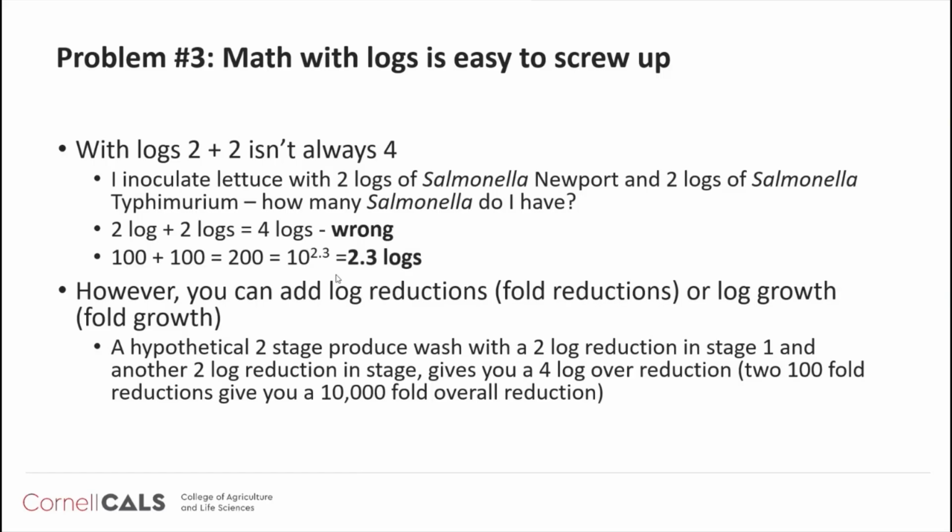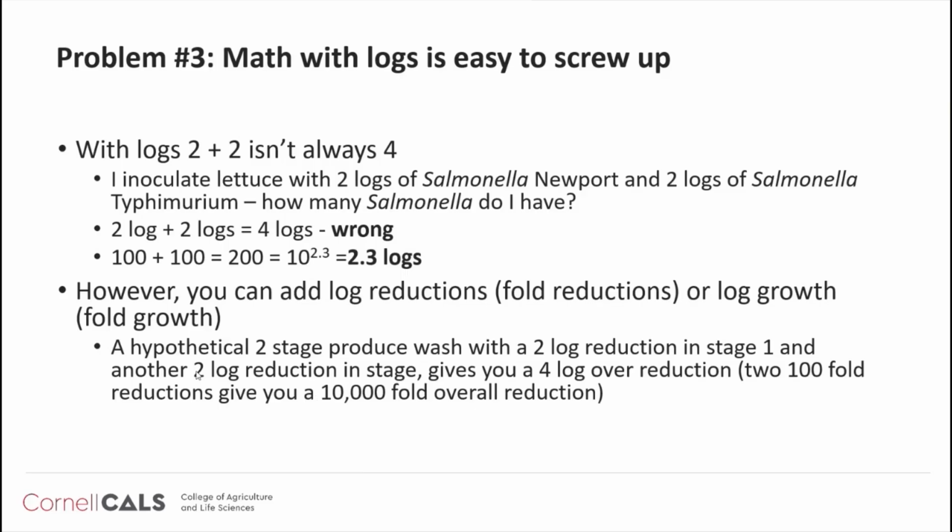However, while you can't add absolute log numbers, you can add log reductions, which just gets very confusing. If I have a 2-stage produce wash, where I have a 2-log reduction in stage 1 and a 2-log reduction in stage 2, that gives you a 4-log reduction, so a 10,000-fold reduction. So when we talk about reductions, we can add logs. When we talk about absolute numbers, we cannot. It will give us incorrect numbers.